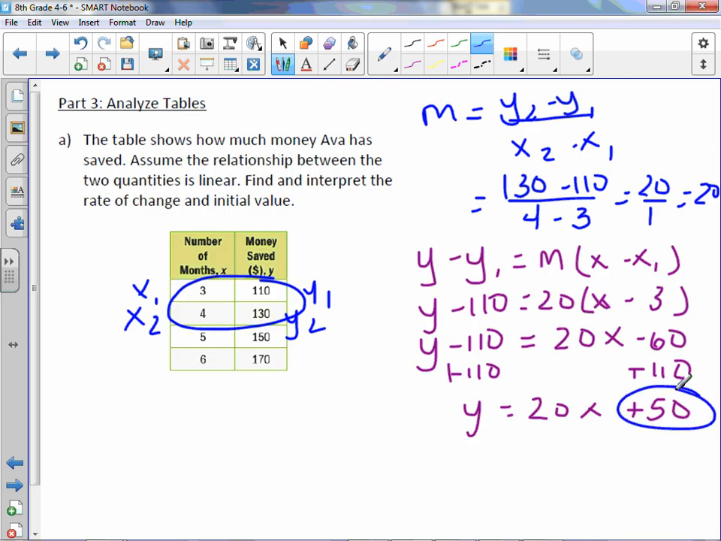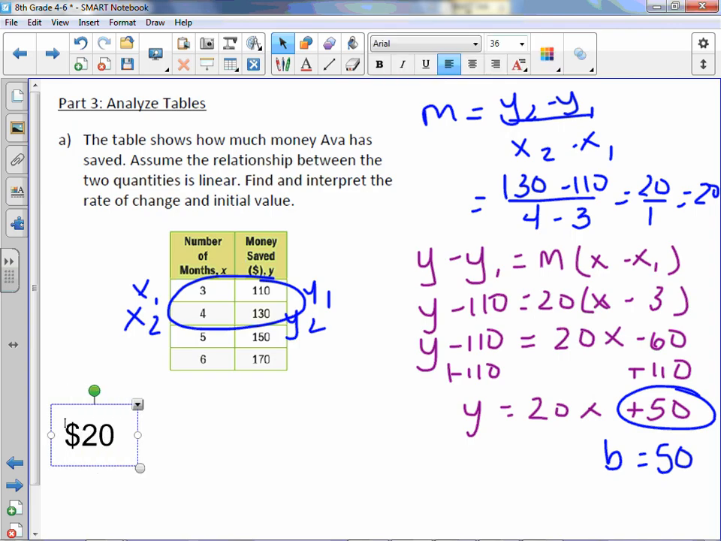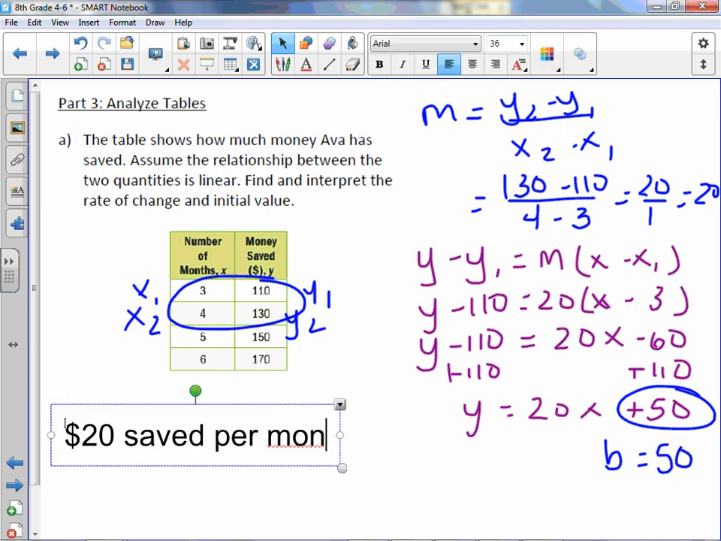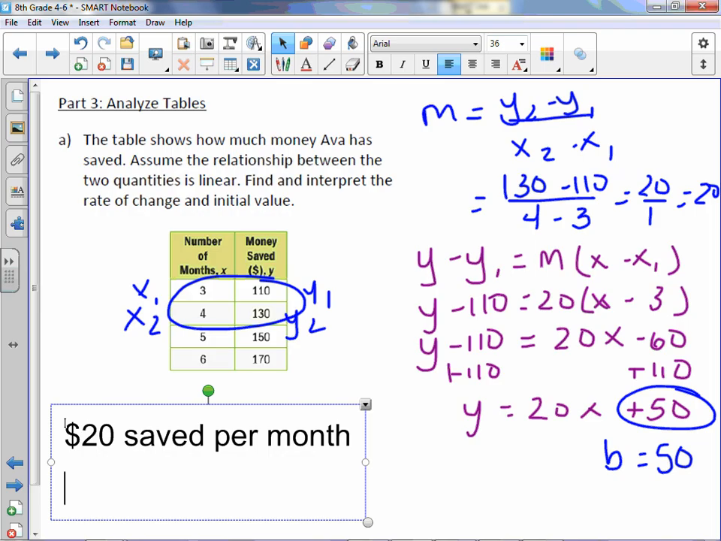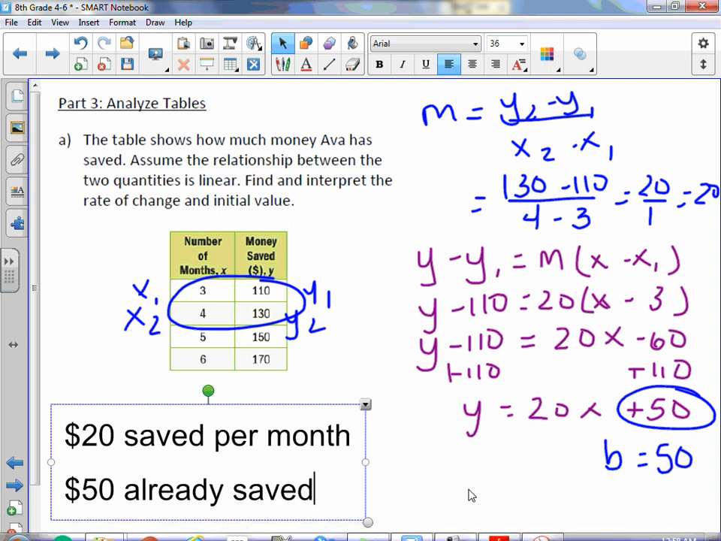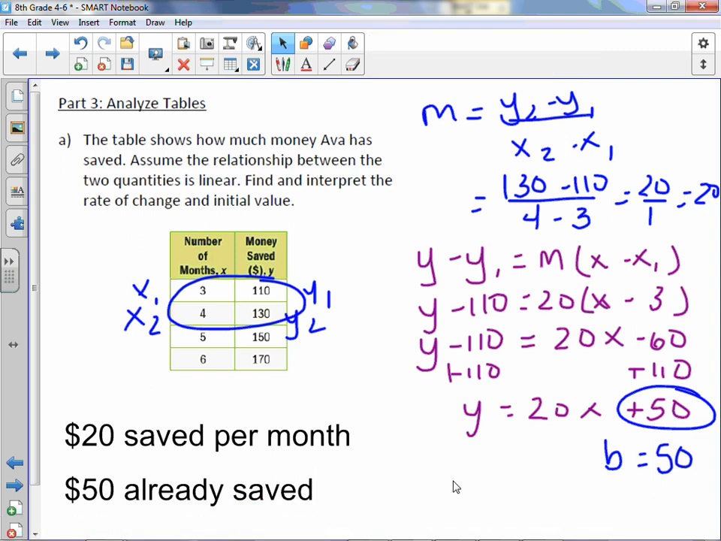So our y-intercept, our b, is 50. So our rate of change, or 20, represents $20 saved per month. And the y-intercept of 50 represents $50 already saved. So we started with $50 and saved $20 per month.